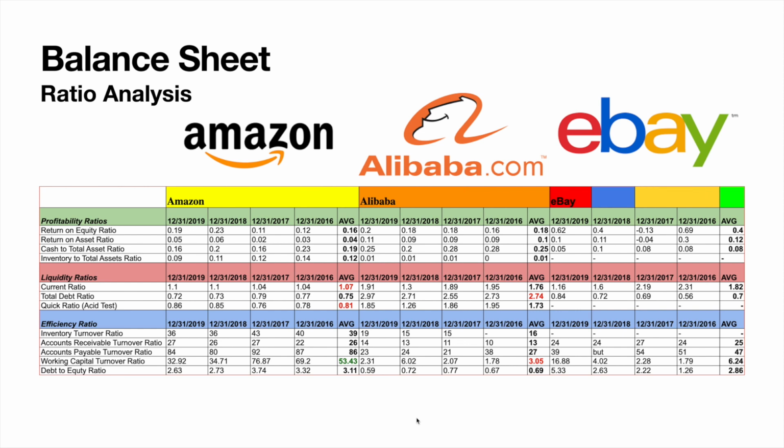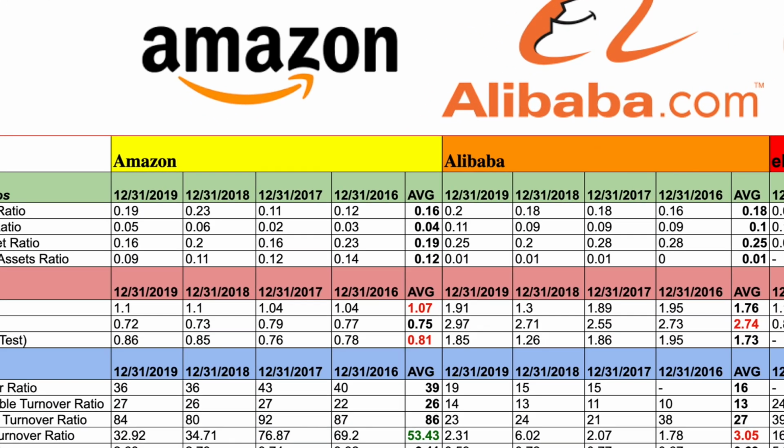Return on asset ratio is 4% for Amazon, 1% for Alibaba, and 12% for eBay. As I mentioned earlier, a low ROA indicates that the company is not utilizing its short-term assets or total assets to generate profits. To increase ROA, the company must increase sales. Generally, 5% is considered to be a good ratio on average, and Amazon is sitting at around 4%.